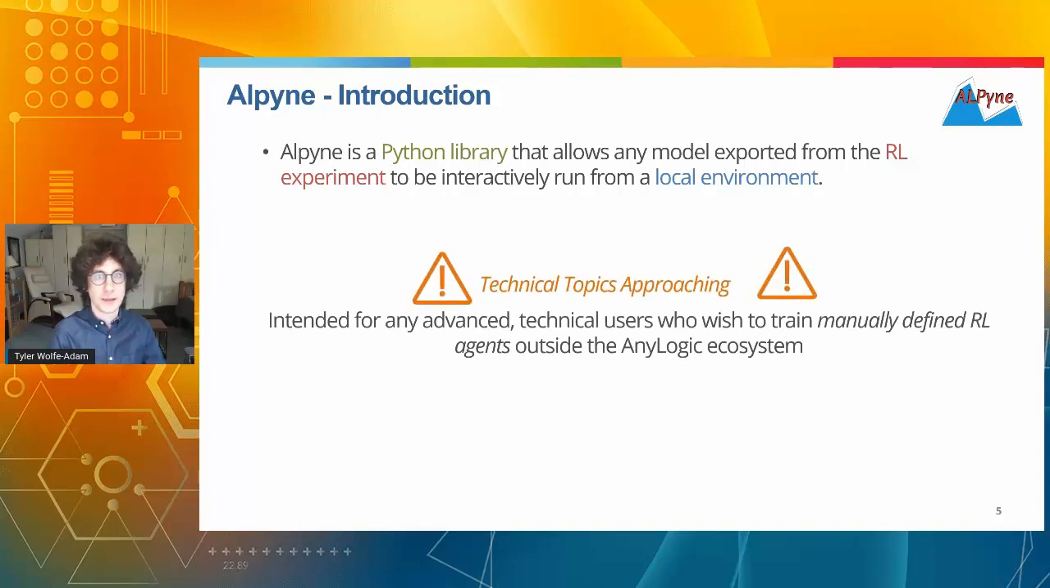Now, before I expand upon what that exactly means, just a bit of cautionary warning is that Alpyne as a whole is meant for very technical users who are looking to manually train RL agents. And so this is outside of the AnyLogic ecosystem. This is after the model development has finished and you're wanting to now move to a Python environment entirely. So it's now outside of the AnyLogic ecosystem.